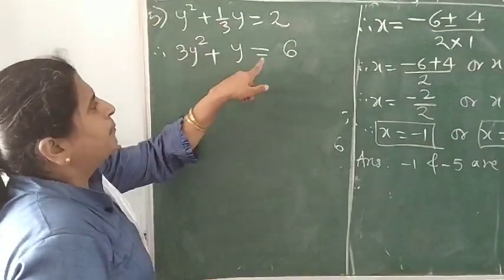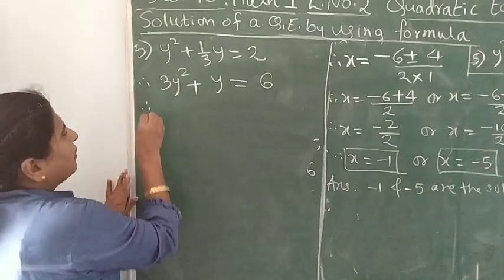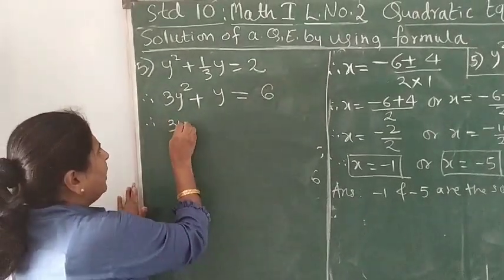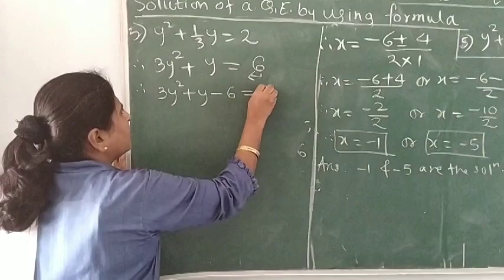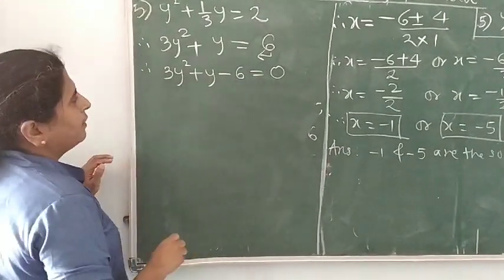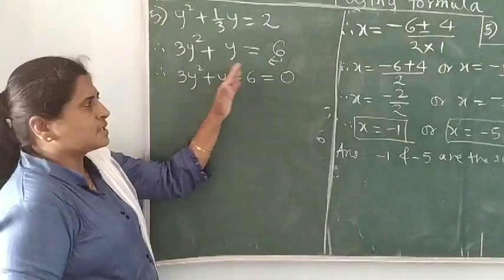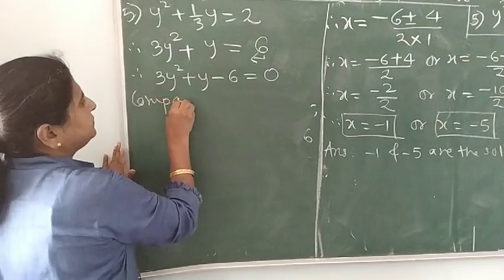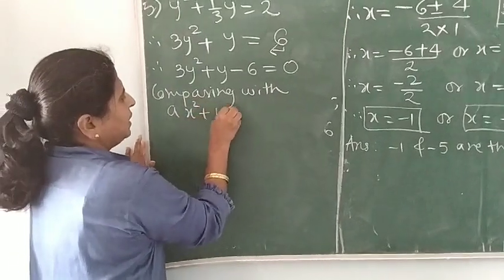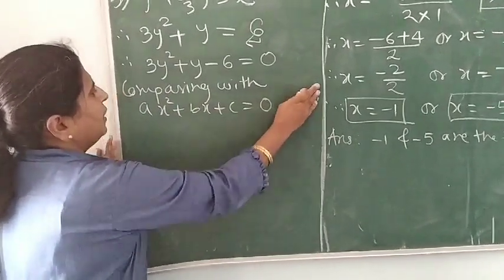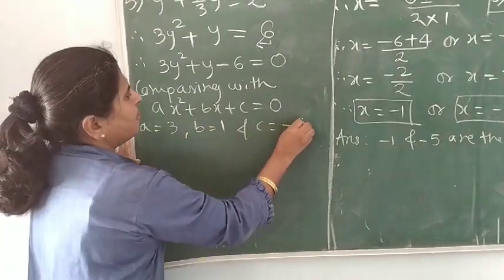We have got this by multiplying 3 to each term to remove this 3 from the denominator. Now let's write in the standard form, that is 3y square plus y, taking 6 on the left side, minus 6 is equal to 0. Now we have got this in the standard form, ax square plus bx plus c is equal to 0. Of course, the variable is not x, it is y. So comparing with ax square plus bx plus c is equal to 0, the values are a is 3, b is 1 and c is equal to minus 6.